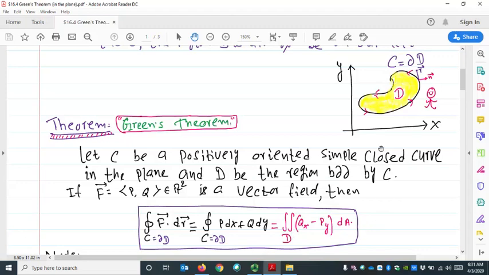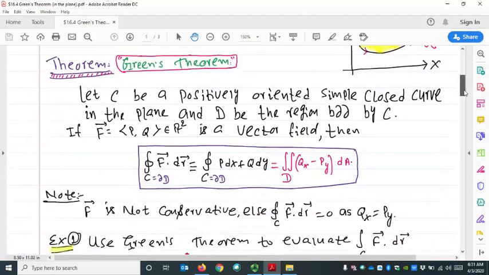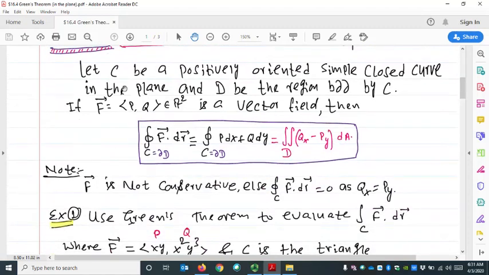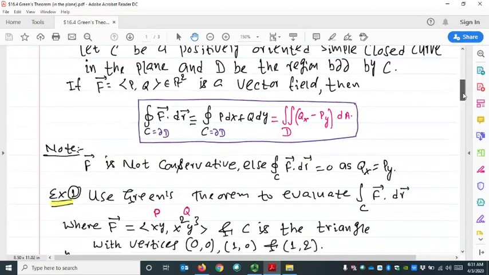Awesome. Now let me make a quick point here. Here our vector field is not conservative. If a vector field is conservative, then the line integral over the closed curve will be 0. Okay, now let's apply Green's theorem to compute line integrals.